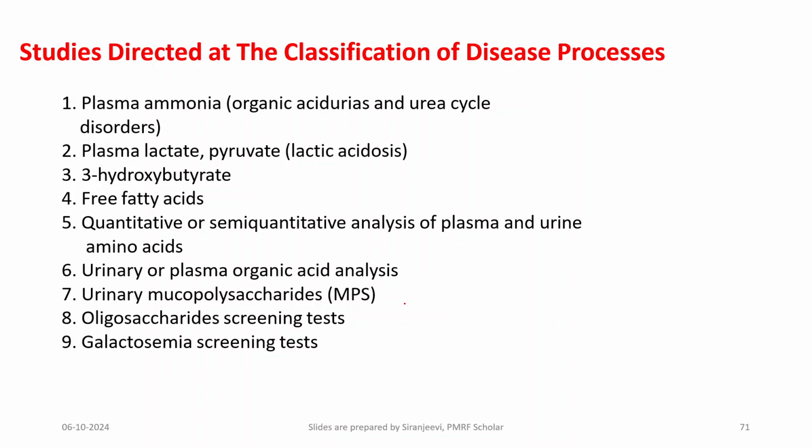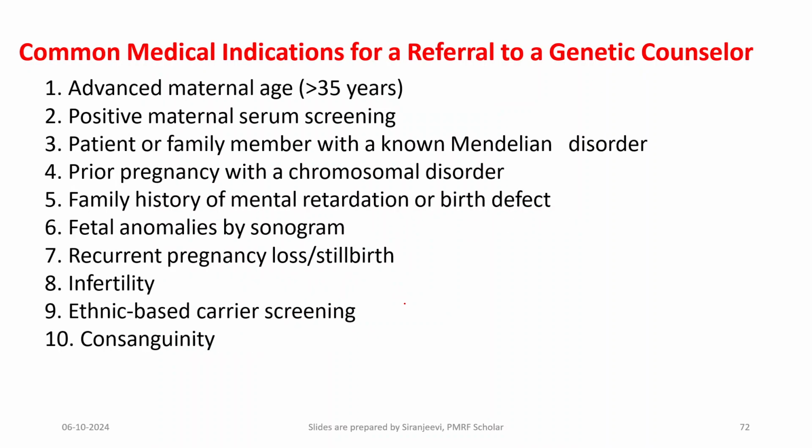As for other tests, to study these kinds of disorders we can check plasma ammonia in the case of organic aciduria and urea cycle disorders, and plasma lactate or pyruvate in the case of lactic acidosis. We can check the 3-hydroxybutyrate and the free fatty acids, and the quantitative or semi-quantitative analysis of plasma and urine amino acids, and finally plasma or urinary organic acid analysis, or the urinary mucopolysaccharides, and then the oligosaccharide screening test or the galactosemia screening test.